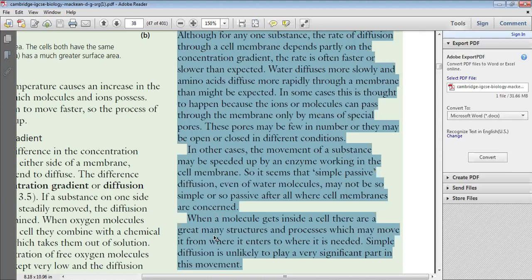When a molecule gets inside a cell, there are a great many structures and processes which may move it from where it enters to where it is needed. Simple diffusion is unlikely to play a very significant part in this movement.